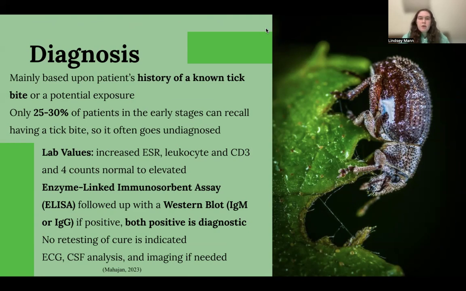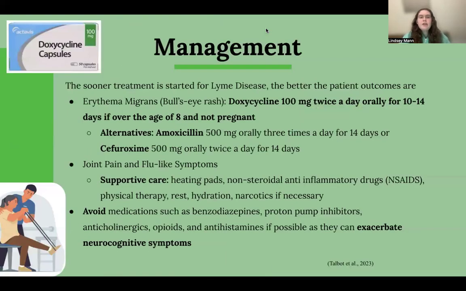Some people may also need an EKG, CSF analysis, and imaging, depending on what other symptoms and systemic complications they're experiencing. For management, the sooner treatment is started for Lyme disease, like many conditions, the better the outcomes are for patients. So for erythema migrans, the bullseye rash, which is the main symptom, you start on doxycycline 100 milligrams twice a day orally for 10 to 14 days.